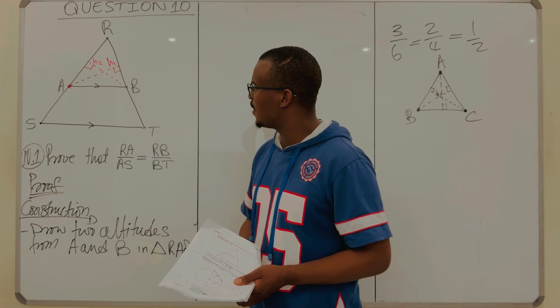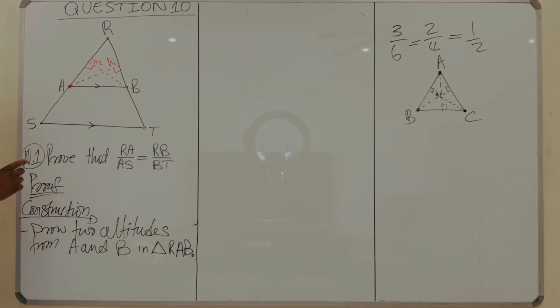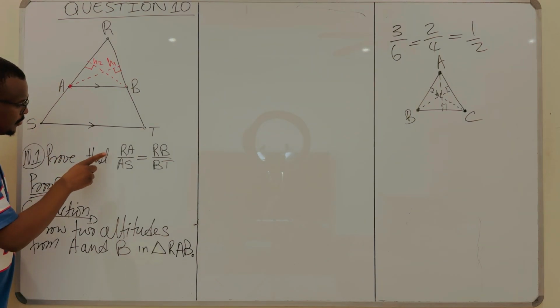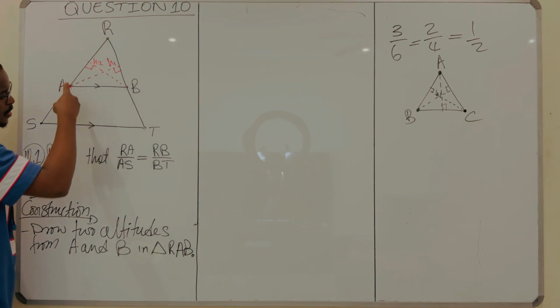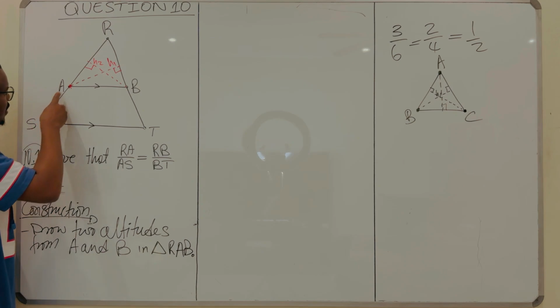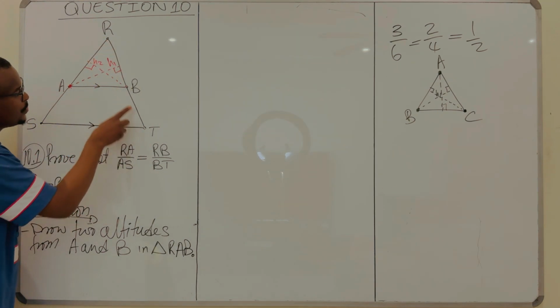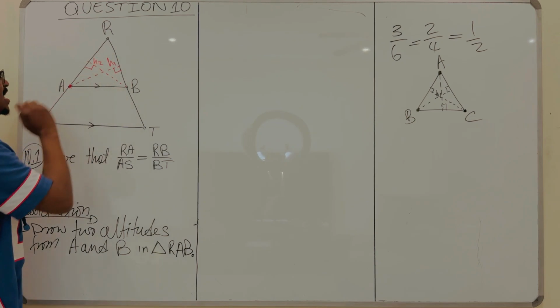We have those. Fine. So after doing this, look what you have here. You have your RA. What is your RA? Your RA is this side over here. You have your AS is this side over here. You have your RB is this side over here. And you have your BT is this side over here. So, what do we do? What we need to do first, we need to calculate the area of this triangle RAB.